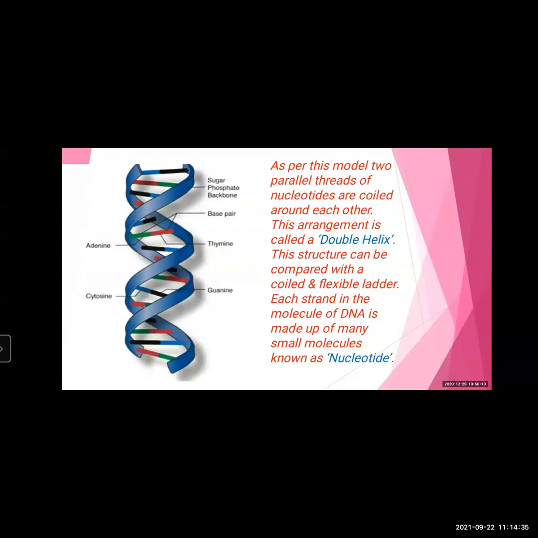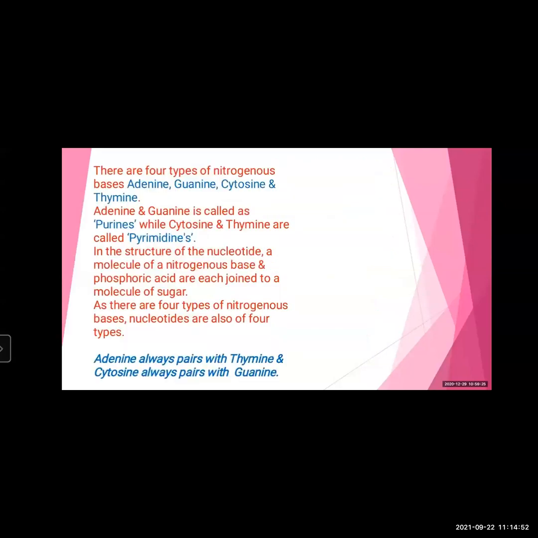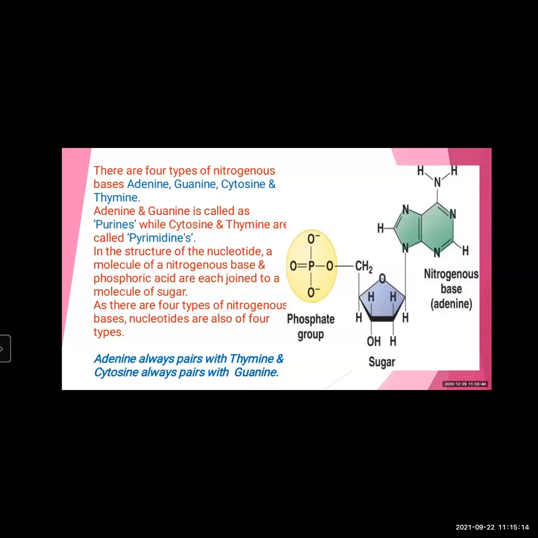And each strand of the molecule of DNA is made up of many small molecules known as nucleotides, right? So the DNA is made up of nucleotides. One nucleotide is made up of sugar, phosphate, and nitrogenous base. There are four types of nitrogenous bases present in DNA: adenine, guanine, cytosine, and thymine. So adenine always combines with thymine, and cytosine always combines with guanine, ATGC. Those are also called purines and pyrimidines combination. So there are four types of nitrogenous bases.